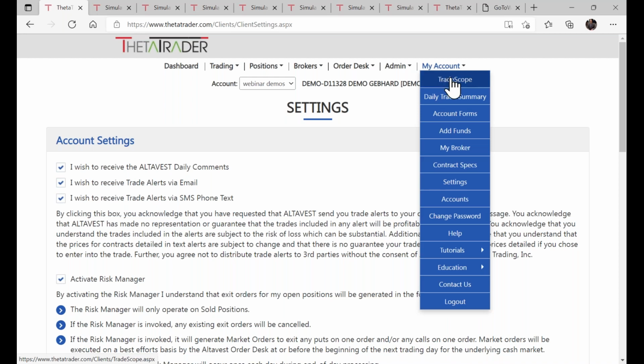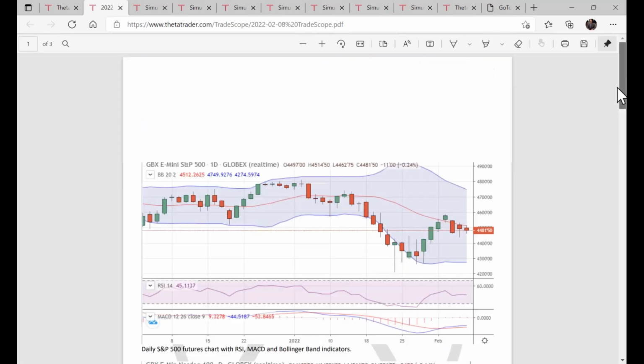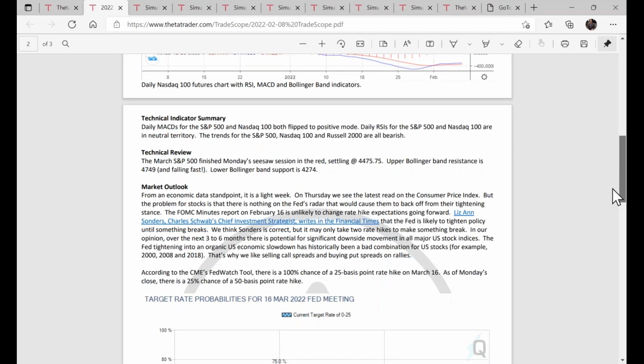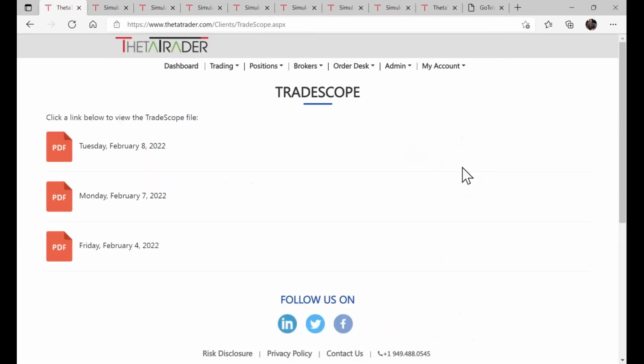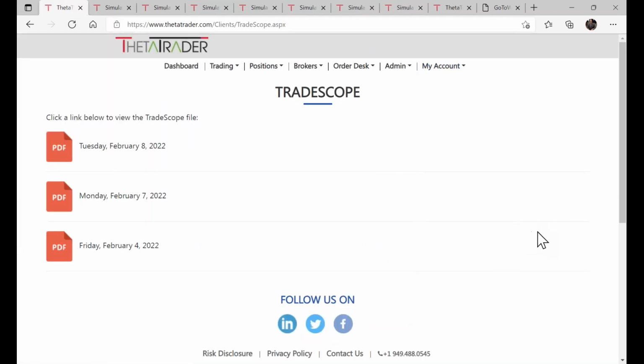We also have daily research, something called TradeScope. This is our in-house proprietary research. We look at the technicals and some of the fundamental guidance and the global macro picture going forward. We do that every day. And we also have a narrative, which is called a daily trading summary.